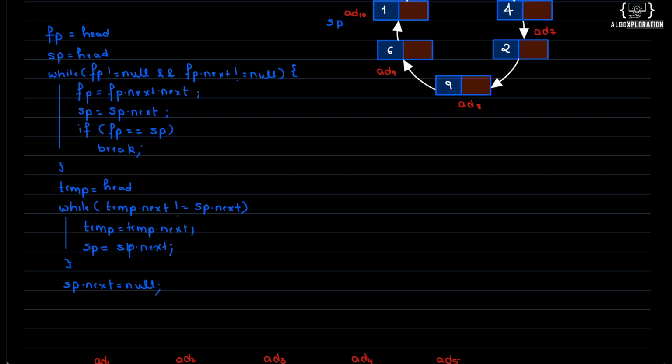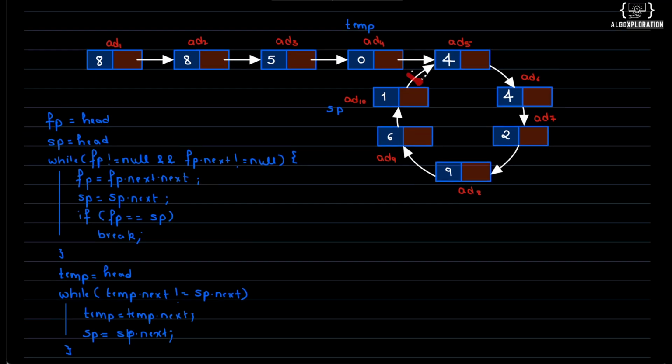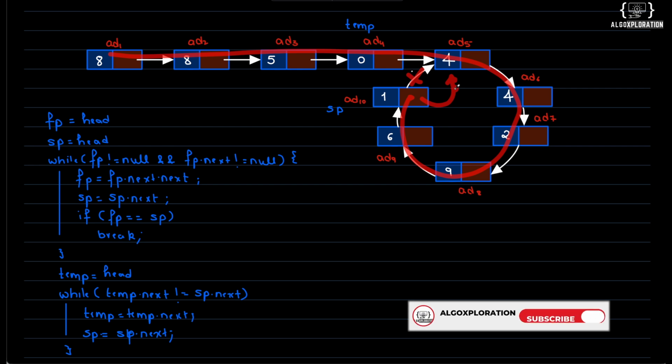If we have broken this link, then when I'm traversing, from address 10 I'm not able to go to address 5. That means I have a simple linear linked list again. So in this way you can remove the cycle from the linked list.